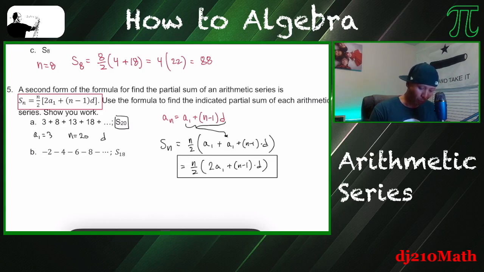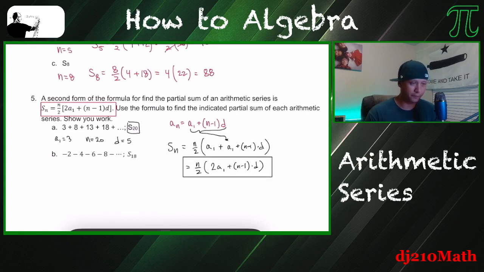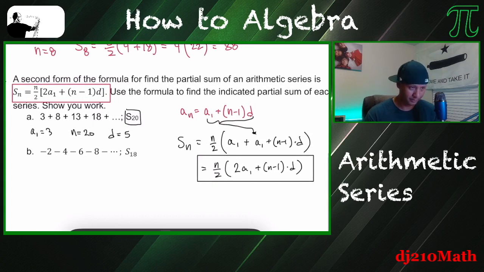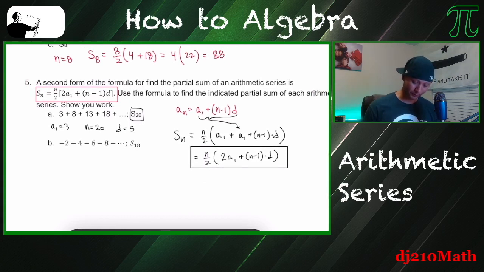So what is the difference from one term to the next? From 3 to 8, we added 5. From 8 to 13, we're adding 5. 13 to 18, we're adding 5. So it's safe to say that the common difference is 5. So taking these three figures, a sub 1, n, and d, or 3, 20, and 5 respectively, and plugging them into the formula, let's apply that. So this would be 20 over 2 times 2 times a sub 1, in this case 3, plus n, which is 20, minus 1, times the difference, which is 5.